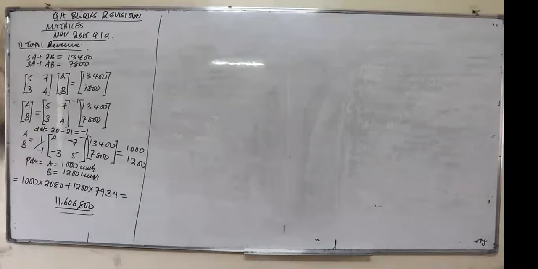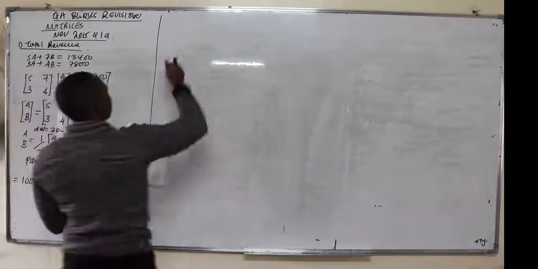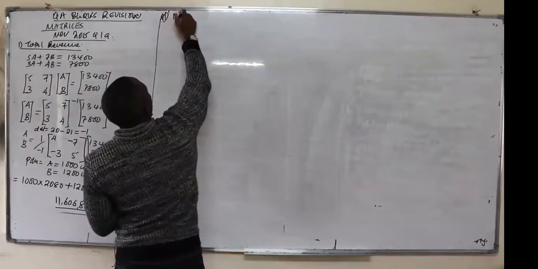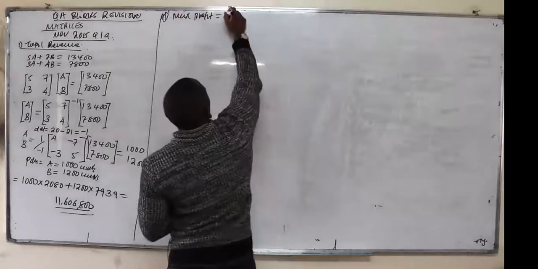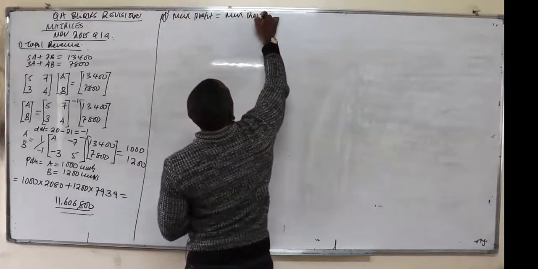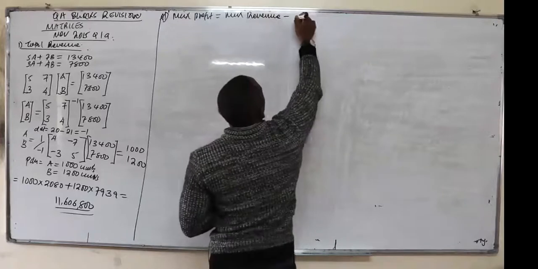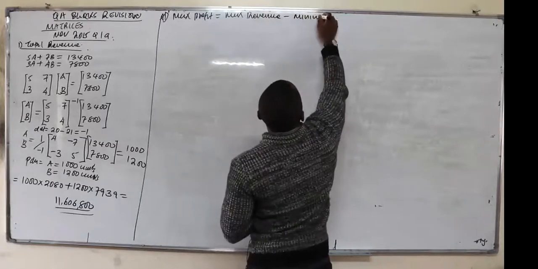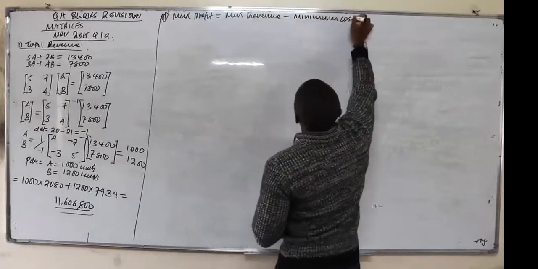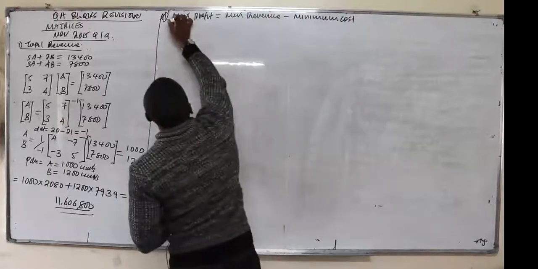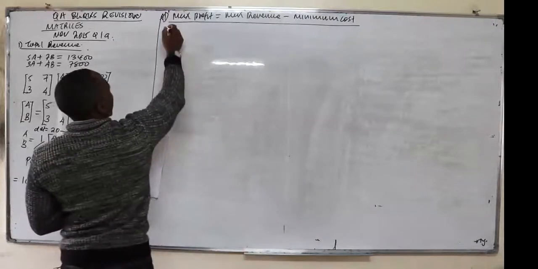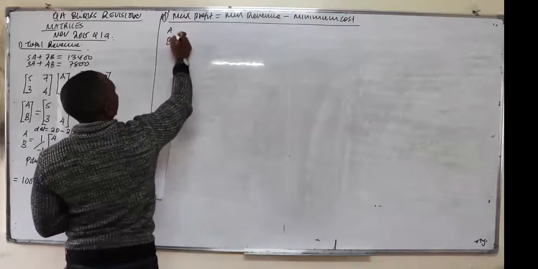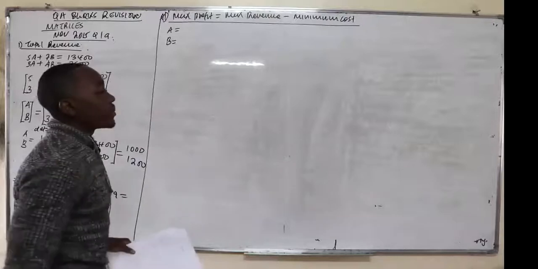Number two, the expected maximum profit. So how do we get the maximum profit? To get the maximum profit, you take maximum revenue minus minimum cost. That's how you get your maximum profit. Take the maximum revenue minus minimum cost. So we have product A, we have product B. First of all, get the maximum revenue.